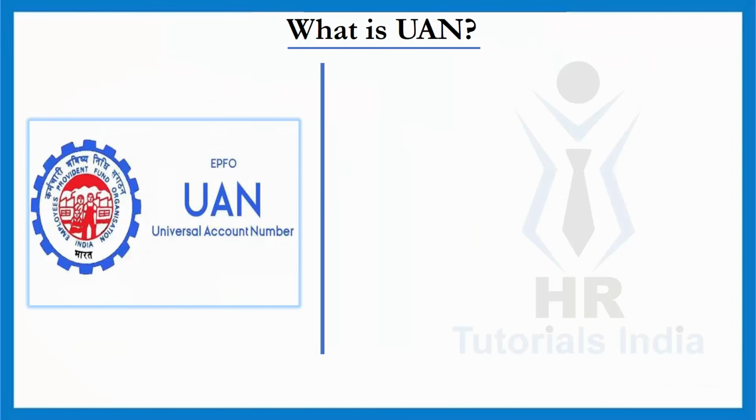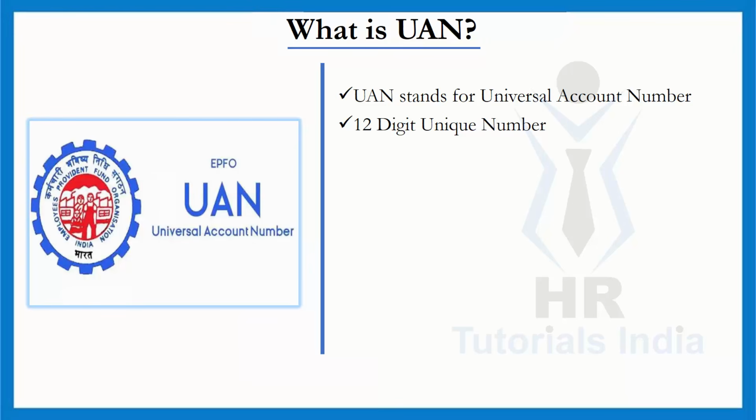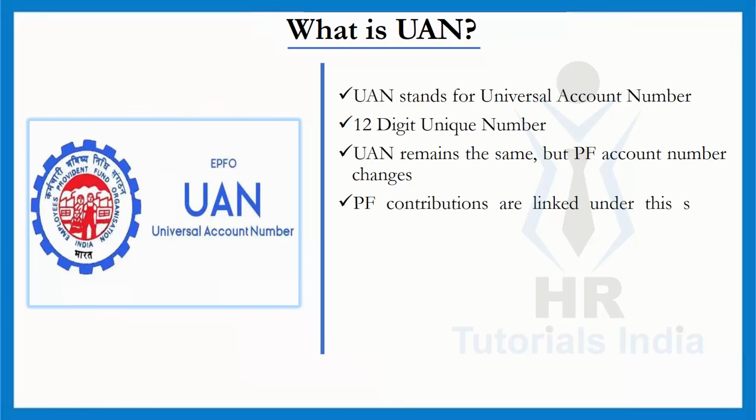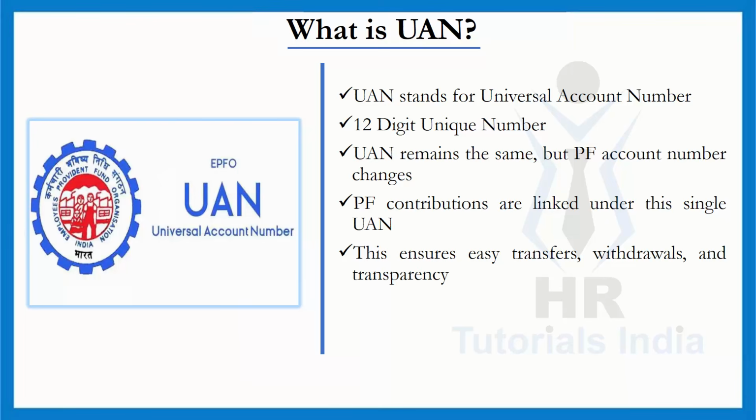Before that, let's understand what exactly UAN is. UAN stands for Universal Account Number. It is a special number given by EPFO to every employee who contributes to EPF. This UAN is a unique 12-digit number that belongs to you throughout your career. Even if you switch jobs, your UAN stays the same, only the PF account number changes for each company. All your PF accounts from different companies are connected under one UAN for easy tracking. With one UAN, you can easily transfer or withdraw your PF money online, making the whole process transparent and hassle-free. So friends, hope you understood what UAN is.